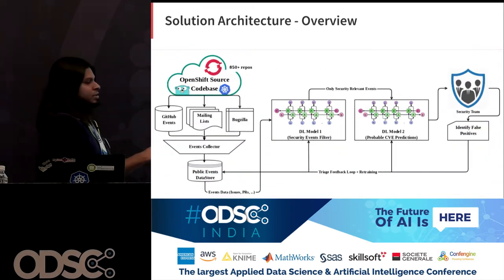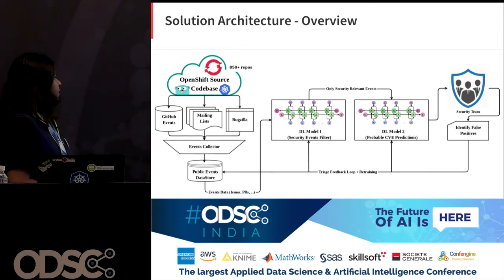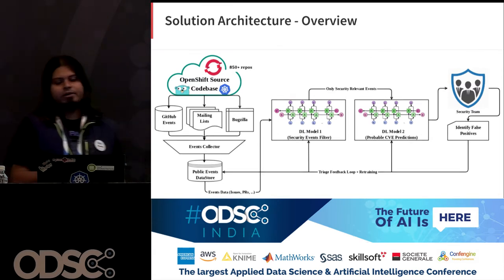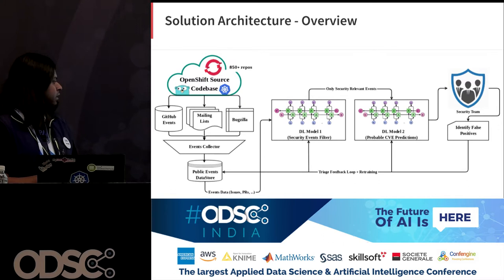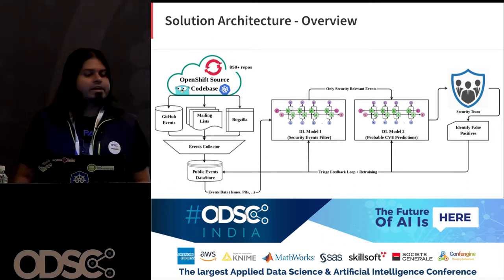We focus on the OpenShift source code base, which is around 850 plus repositories or dependencies, let's say. And we tap into all this. We pull in GitHub events around issues, pull requests, commits. We pull in things around mailing list conversations, Bugzilla bugs being filed, and so on. And we have an events collector which pulls in all this data, and we store it in a data store.